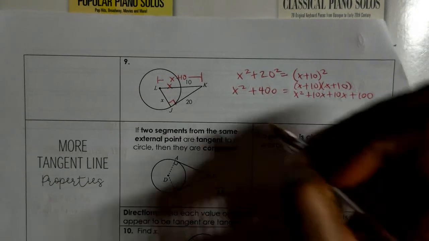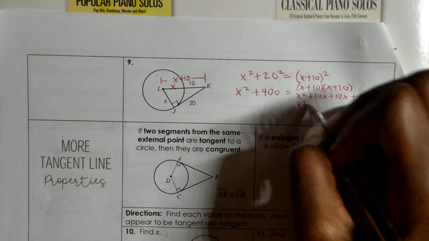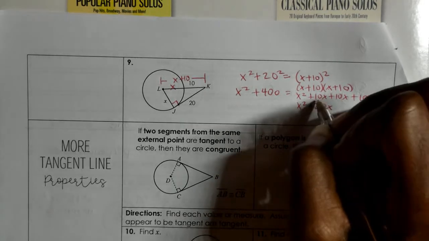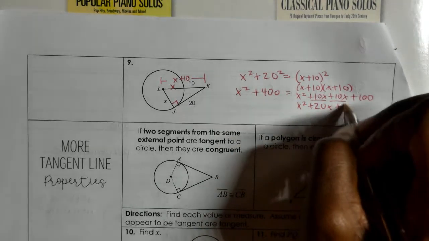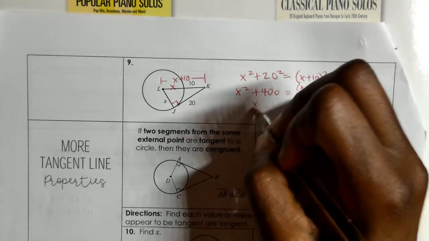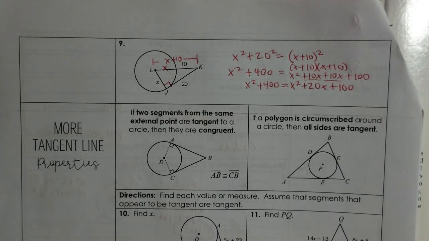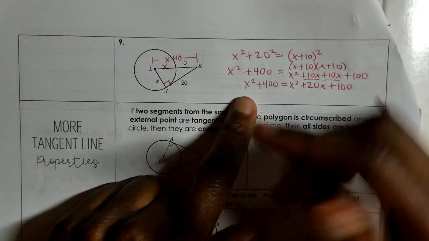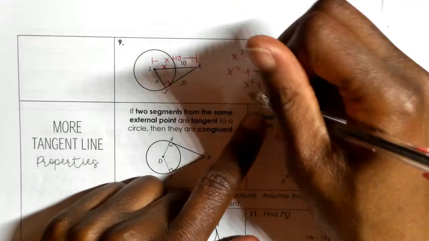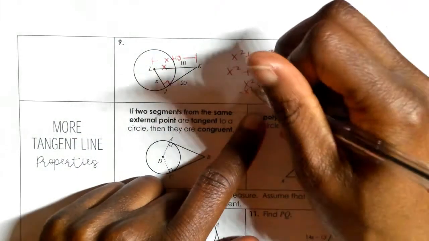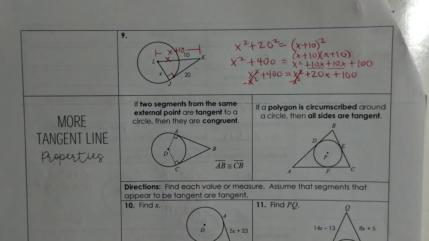Okay, so then when we do that, we get x squared plus 20x, combining these two like terms, plus 100 equals x squared plus 400. All right, the nice thing is that the x squared is on both sides, so when we subtract x squared from one side, it actually comes off of both, and then you can just continue solving the algebra for x.